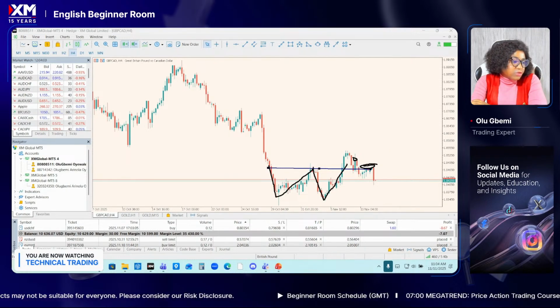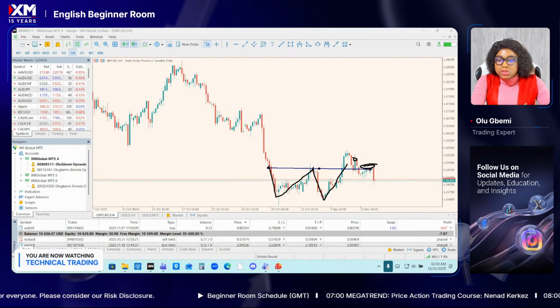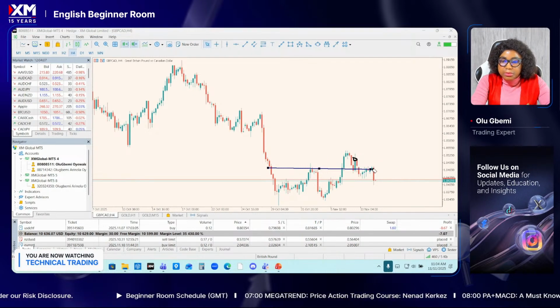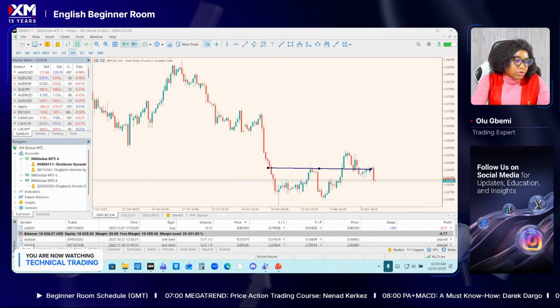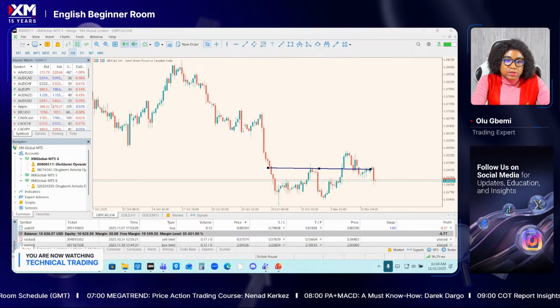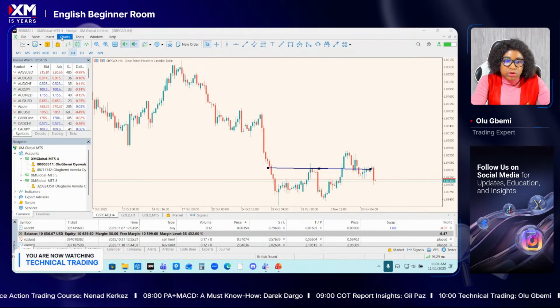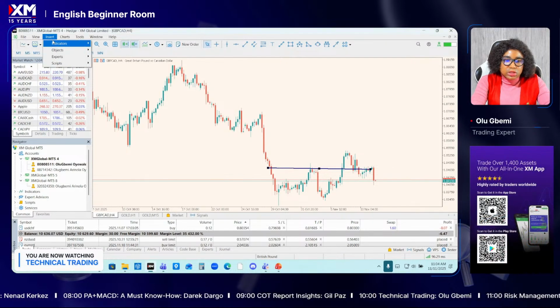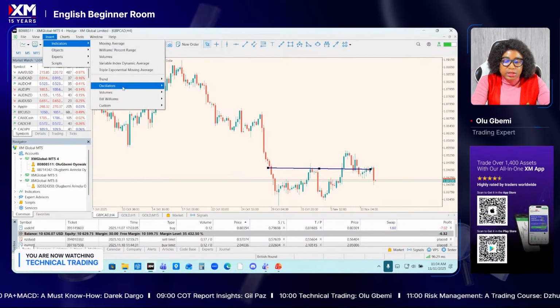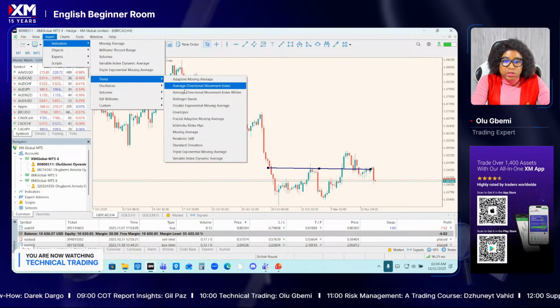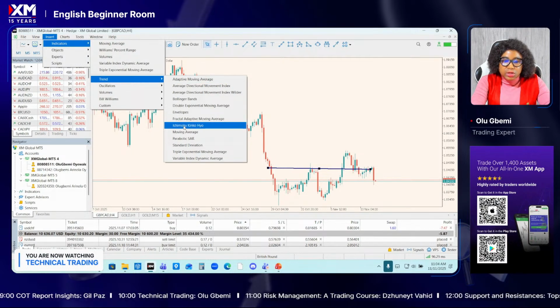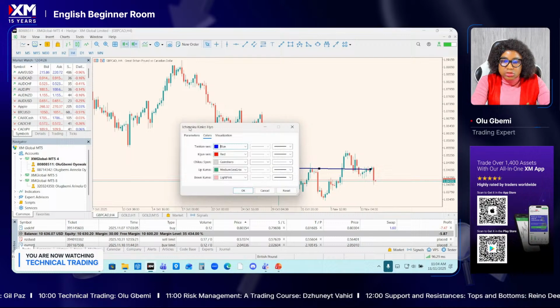Now, to further confirm, I would then use Ichimoku to further confirm whether I'll still be buying or not. And in that case, I'll be showing you how to add Ichimoku to your chart, Ichimoku Kinko Hyo. So I go to indicators, I go to trend indicators, and under trend indicators, we have Ichimoku right here. So I'm adding that to my chart.